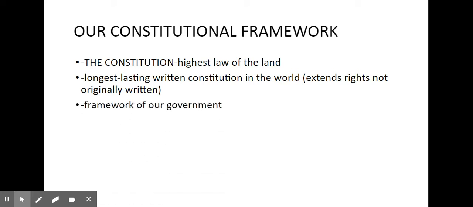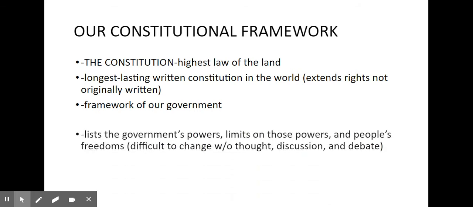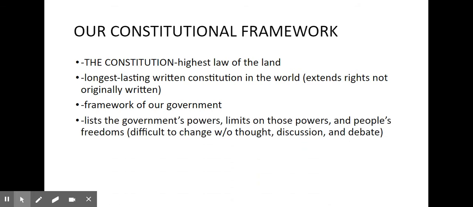Now, it does provide a framework for our government. We're going to talk about our government in the next couple of slides. It lists the powers of the government. It lists the limits on those powers, and it protects the rights of the people, which is what law is supposed to do. And as flexible as it is, it cannot be changed without thought, discussion, and debate.